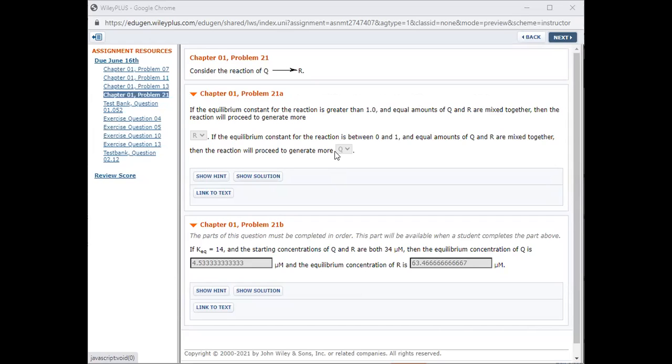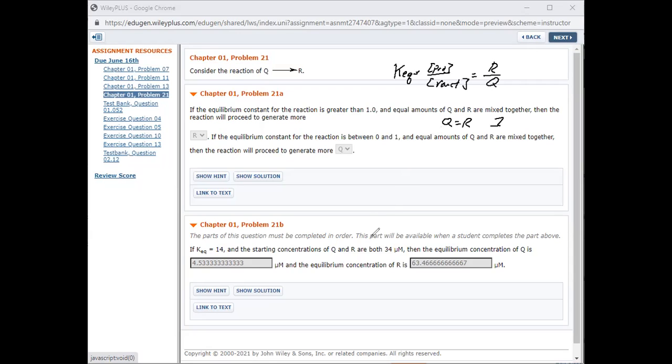So just quickly for 21A, remember equilibrium constant, KEQ equals products over reactants. For us, that's R over Q. So if it's greater than 1 and we start with the same amount of Q and R, therefore we're going to make more R, because if Q equals R, that means currently R divided by Q is 1. And so the way to make that greater than 1 is to add more R. Then if it's between 0 and 1, it's just reverse.